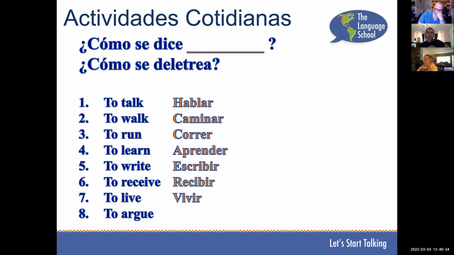¿Cómo se deletrea? V. I. V. I. R. Muy bien. ¿Cómo se dice to argue? Discutir. Muy bien.